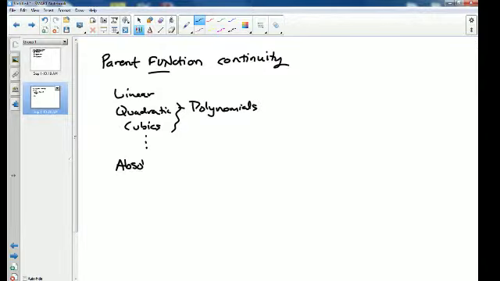It looks like QBs, not cubics. Yeah. It's a pixel problem, not me.